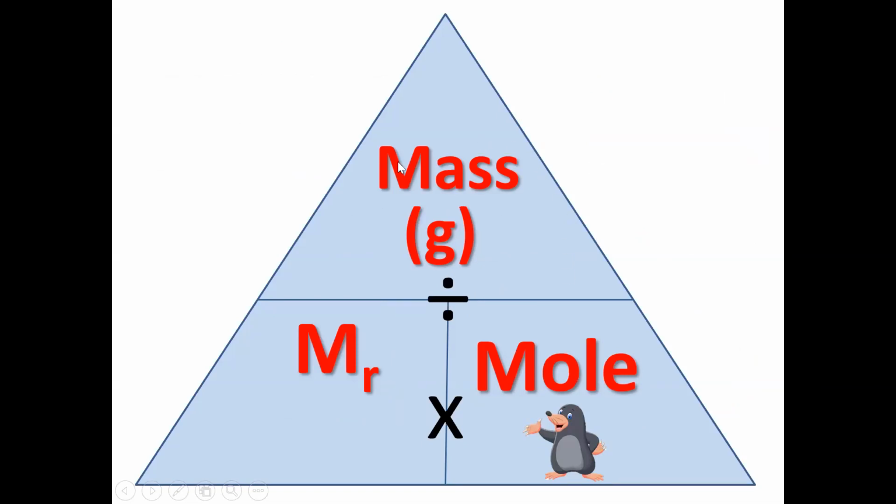If you cover up any quantity within this triangle, for instance, if you were to cover up mass, you would know that mass equals relative formula mass multiplied by moles. If you covered up relative formula mass, it would be mass divided by moles. Or if you covered up moles, then moles would be mass divided by relative formula mass. So this is a very helpful formula triangle to help you with these calculations in your chemistry lessons. Please don't forget that mass is measured in grams.